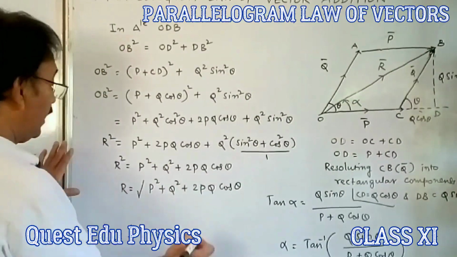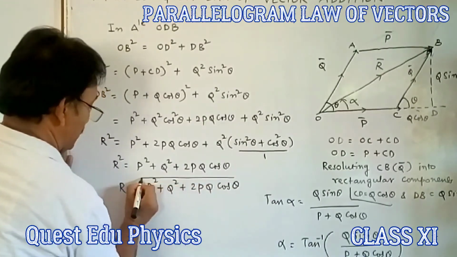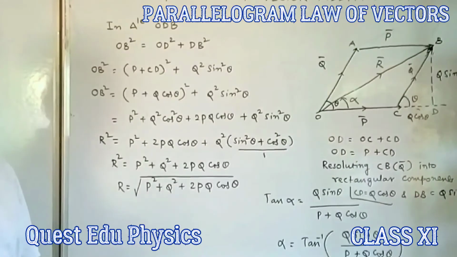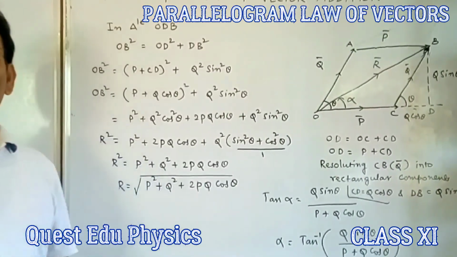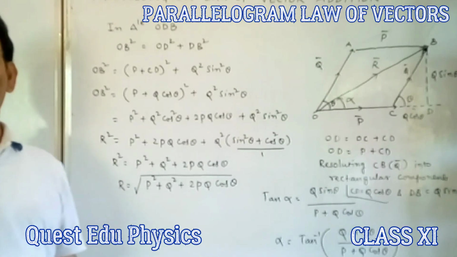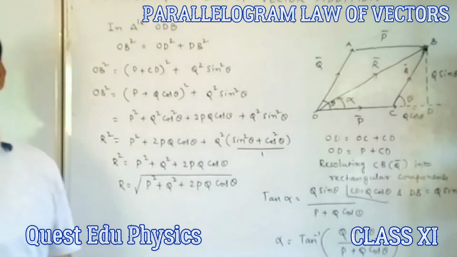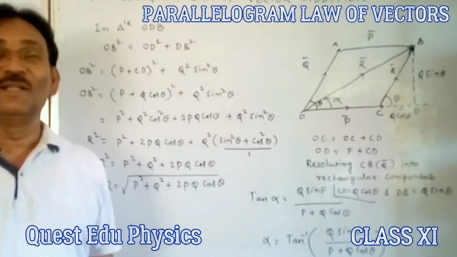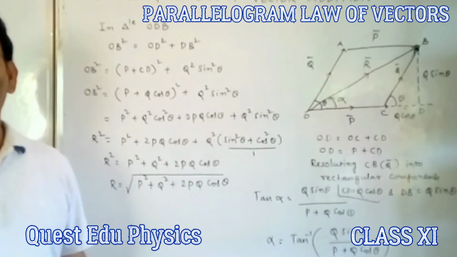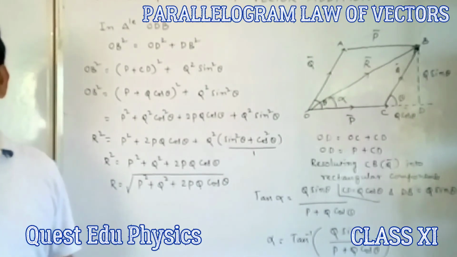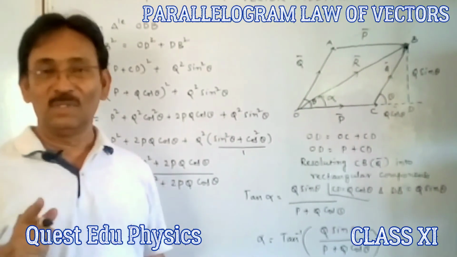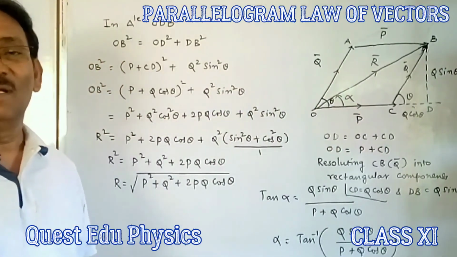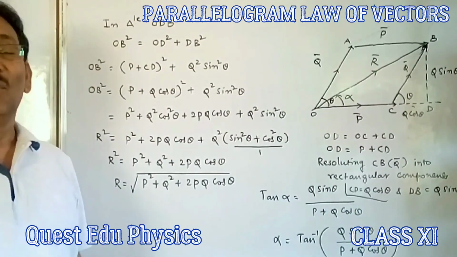We derived the expression R is equal to root of P square plus Q square plus 2PQ cos theta. Do remember that in vector algebra, 2 plus 3 is not equal to 5 in all cases. If you go with the algebra you learnt from the first class, always we write 2 plus 3 is equal to 5. But here we can't say 2 plus 3 is always equal to 5. Here the magnitude, that means the sum of the two, depends upon the angle of inclination. I hope you understood this class.